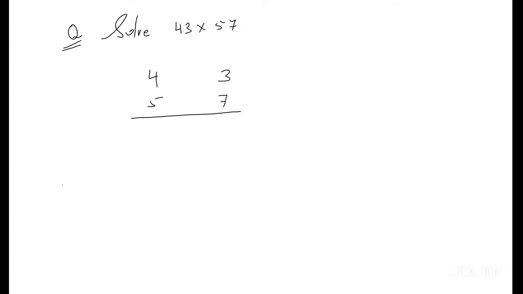Let's take an example. 43 and 57. First step, we write them separately. 57. Okay. Then we will multiply the ones digits. Multiply the ones digits. These two multiply. So 3 into 7.